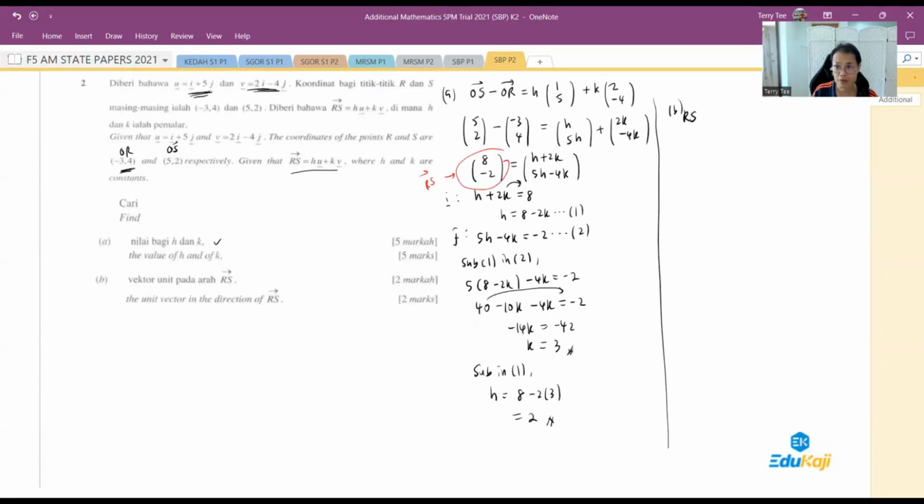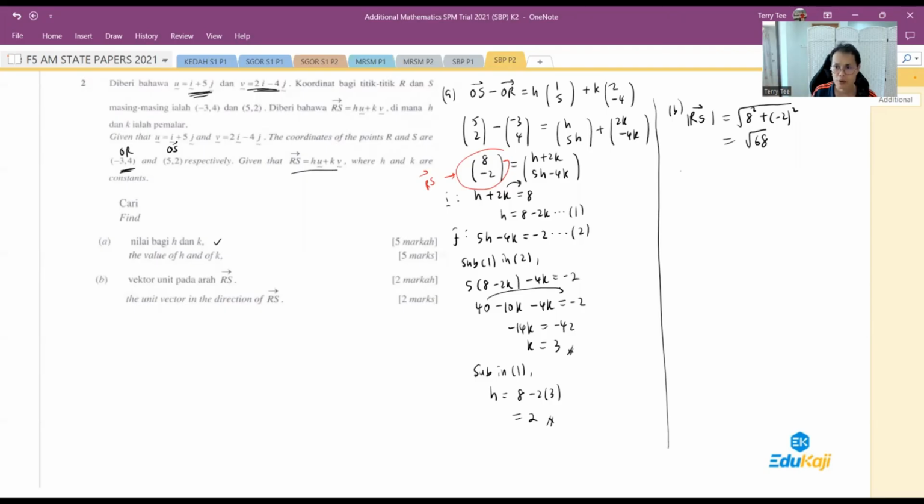That is, they say RS, the unit vector. Let's find the magnitude first. The magnitude of RS will be the square root of 8 squared plus (-2) squared. So this is the square root of 64 plus 4, square root 68. Now, your unit vector, you can use any symbol. You can write, say, UV if you like, for unit vector, or you can just use another symbol with a cap. You can say, oh, my unit vector is a, and you put a cap. Also can, up to you.